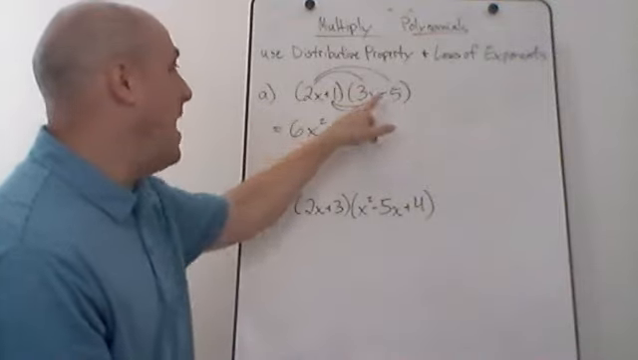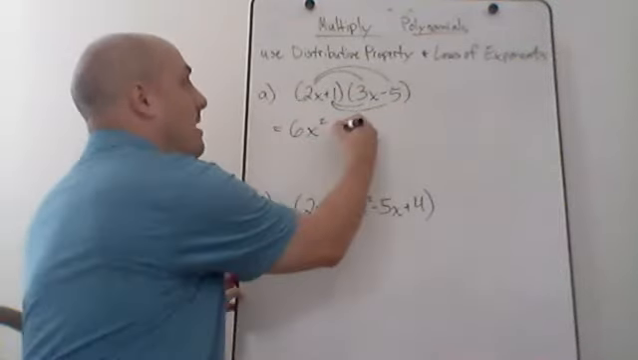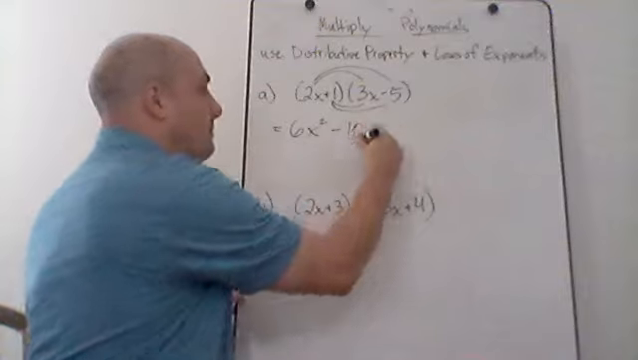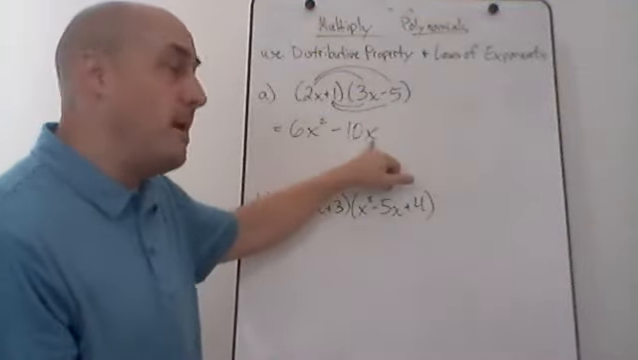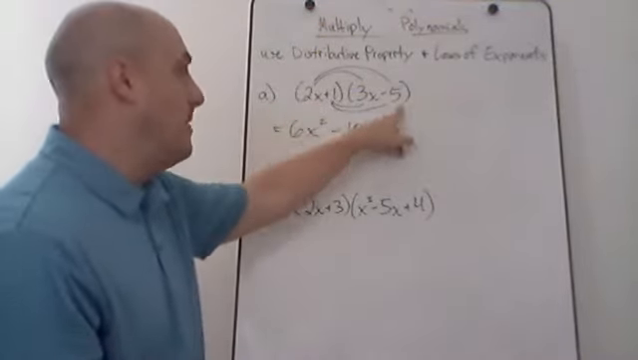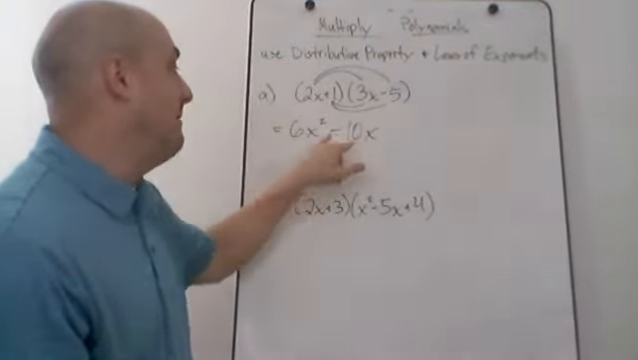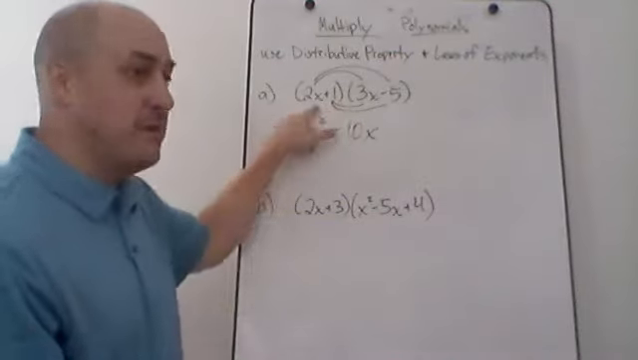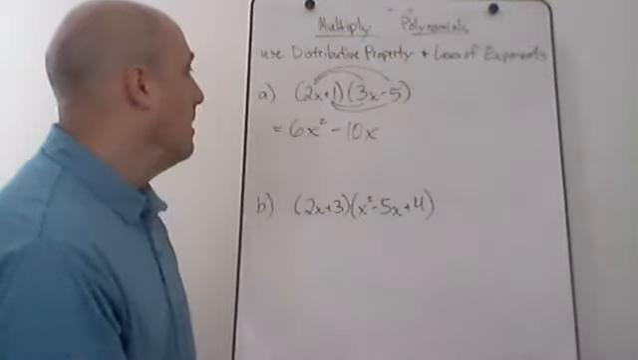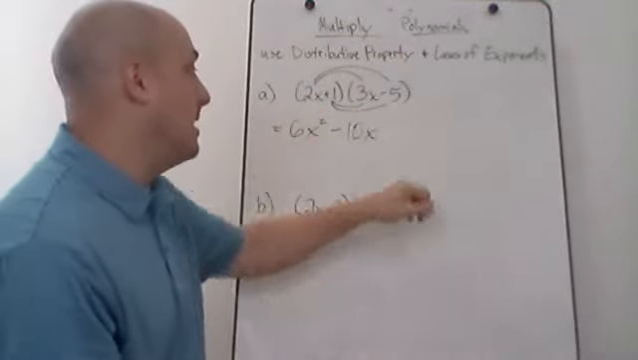2x times minus 5, when I distribute the 2x to the negative 5, that's going to give me a negative 10x. That's still an x to the first power, because that minus 5 doesn't have an x attached to it. So I just multiply the 2 times the negative 5 to get negative 10, and that x to the first power stays to the first power. So that's distributing the 2x to that second parentheses.